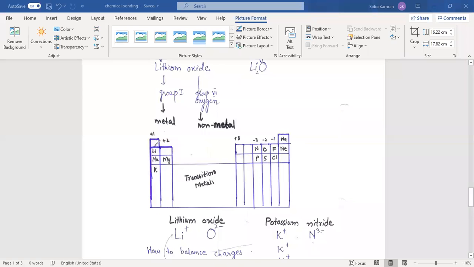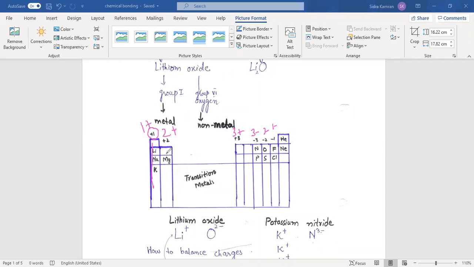Here, this is group 1. Group 1 has +1 valency. Because the elements of group 1 have 1 valence electron in their outermost shell, they have the ability to lose 1 electron. When they lose 1 electron, they carry a +1 charge. While writing the valency, we write the number first, then the charge: 2 plus, 3 plus, 3 minus, 2 minus, 1 minus, in this way.